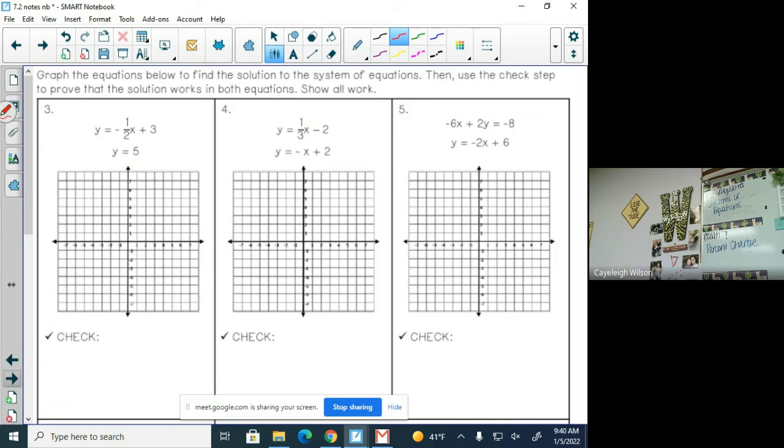All right, so let's look at number 3, the first one. The first one, my y-intercept is 3, and my slope is -1/2. So down 1, right 2, down 1, right 2, or up 1, left 2, up 1, left 2. It's at least 3. If you're quick at counting, I add a couple more, just for security.